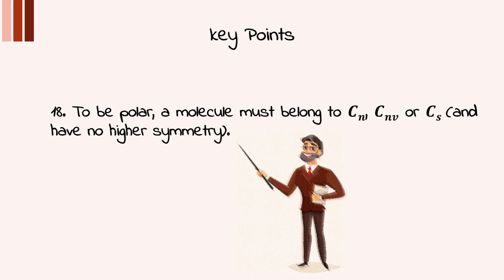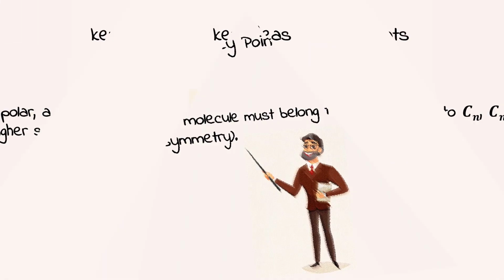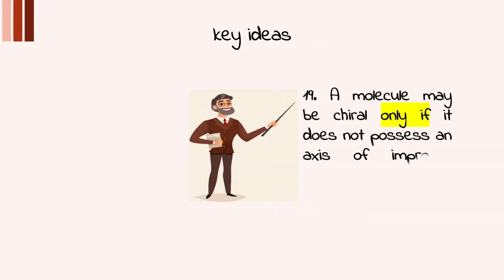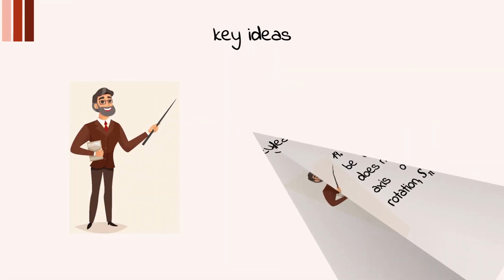Generally, symmetric molecules tend to have a zero dipole moment or a dipole moment which is close to zero because of their structural symmetry. It also implies that if the molecule may be chiral, then it does not possess an axis of improper rotation, Sn. This is also an important condition. A molecule may be chiral only if it does not possess an axis of improper rotation, that is Sn.